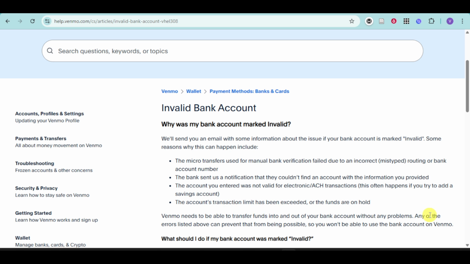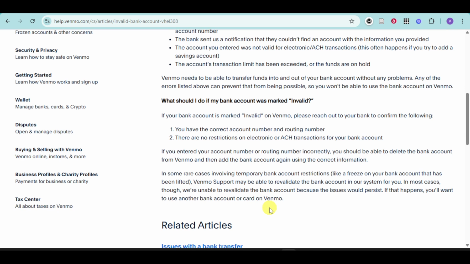So if these are the ones that are happening, you can head over and do this fix. You need to have the correct account number and routing number, and there need to be no restrictions on electronic or ACH transactions for your bank account.